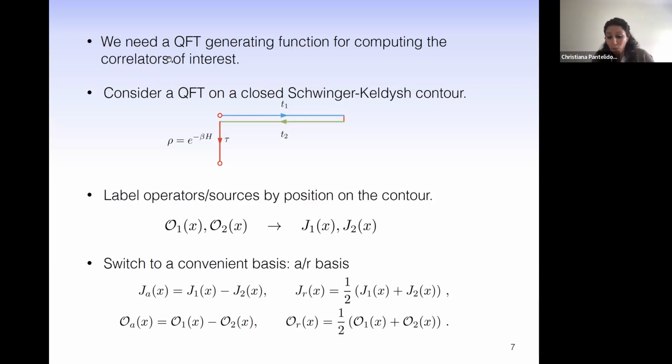Okay. Now, for the computation we want to do, we need to consider our quantum field theory living on the so-called closed Schwinger-Keldysh contour, which is a complex time contour. So we are not considering a quantum field theory in Lorentzian time. We are not considering a quantum field theory in Euclidean time. Instead, we are considering a quantum field theory that lives on this complex time contour. Okay, and let me describe this contour in a little bit more detail for you.